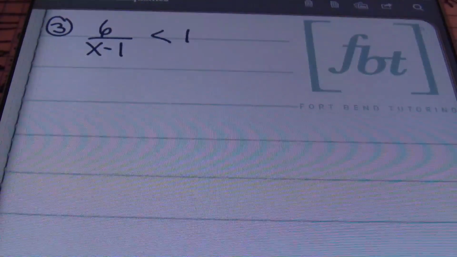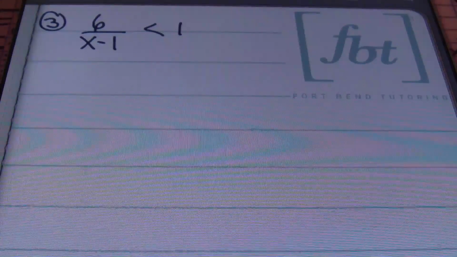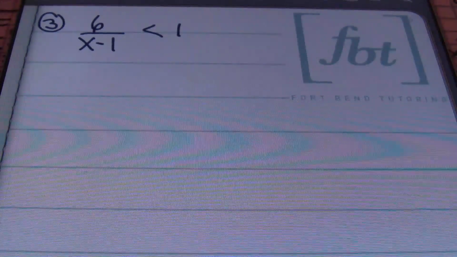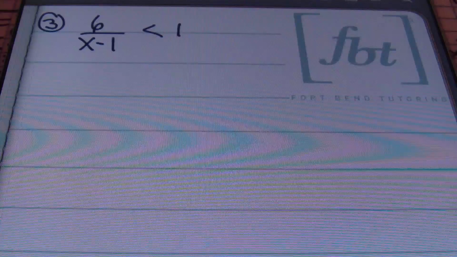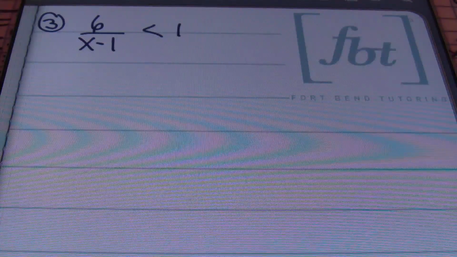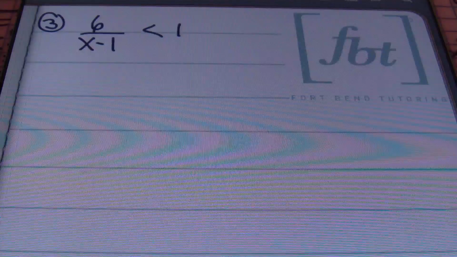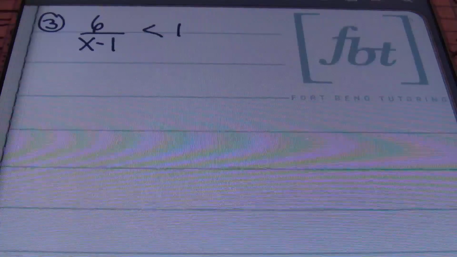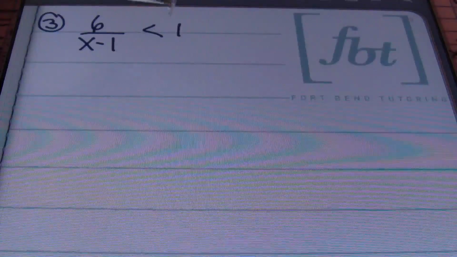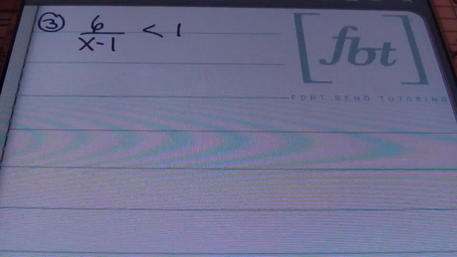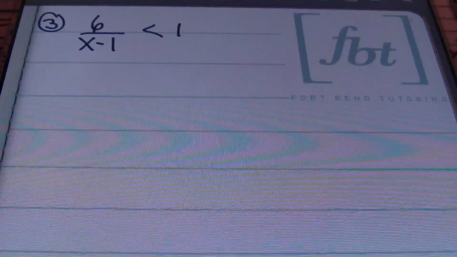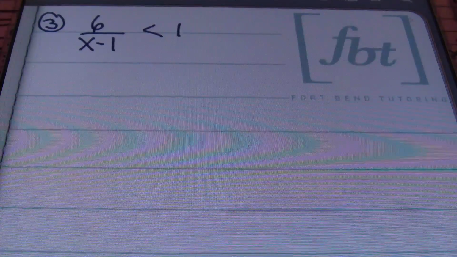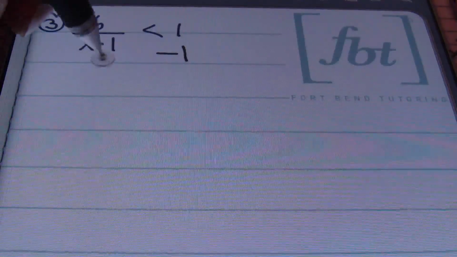Here we have problem number 3. It's a good problem, by the way. And we have 6 divided by x minus 1 is less than 1. Recall that the ideal scenario for your inequalities is that you end up with one fraction and that fraction is set to 0 in your inequality. Well, here we have it less than 1. Well, I need it to be less than 0. So that means I'll be starting out by subtracting 1 from both sides of the inequality here.